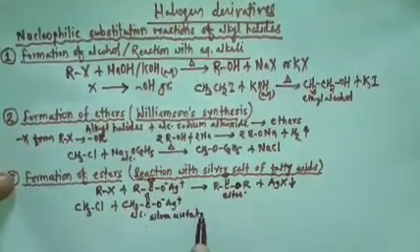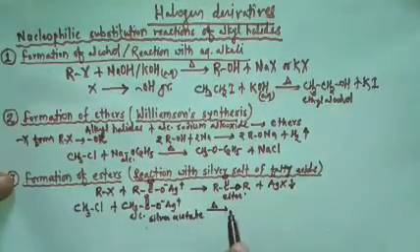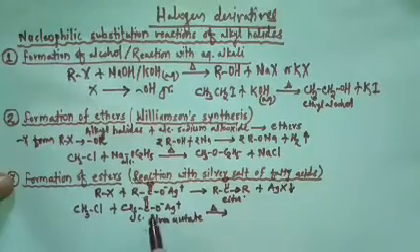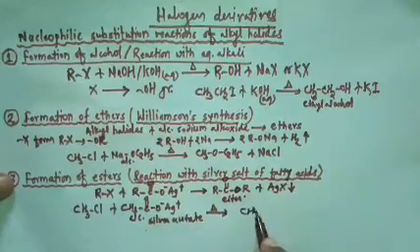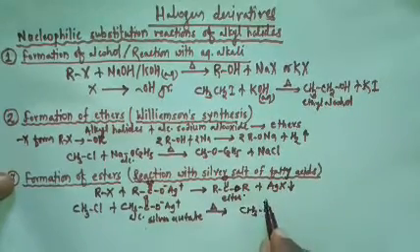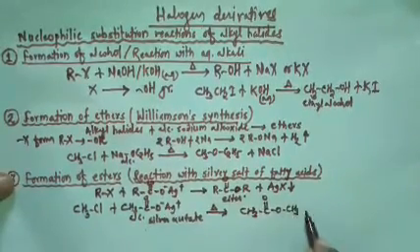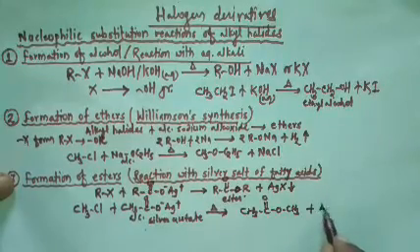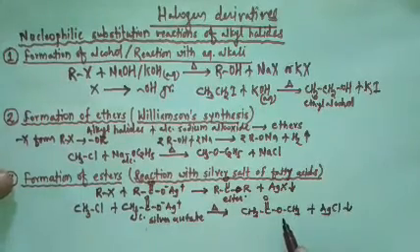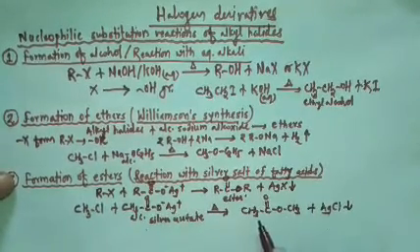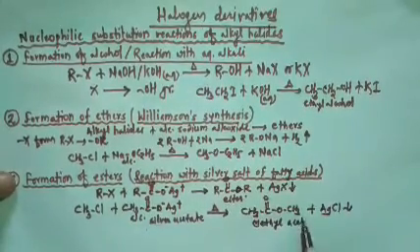So when methyl chloride is heated with alcoholic silver acetate, then we get this particular ester, that is CH3 C double bond O, here O, here CH3, and the byproduct formed is the precipitate of AgCl. So this ester has the name methyl acetate.